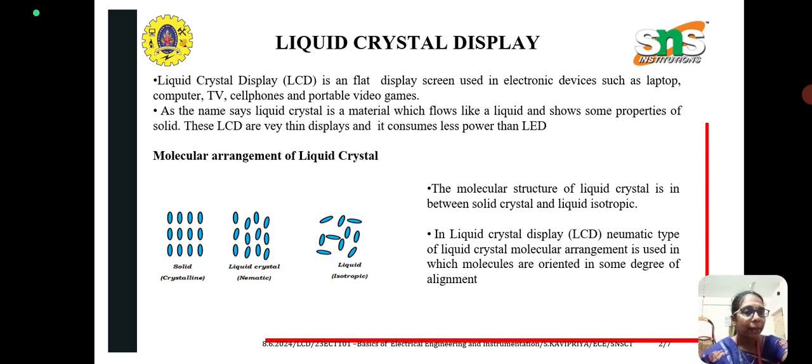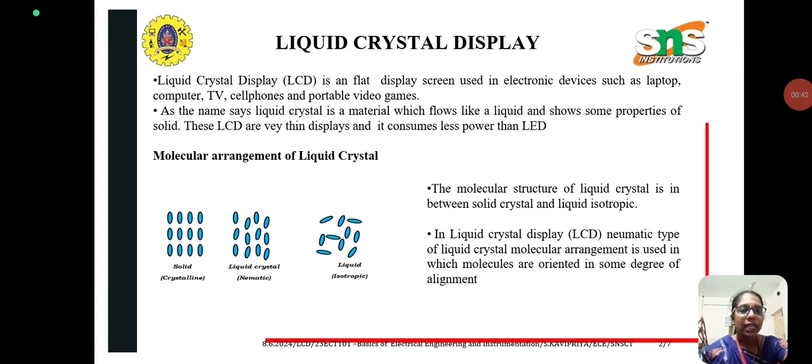As the name implies, liquid crystal is a material which flows like a liquid and it also shows some of the properties of a solid. So it is a very thin display. It consumes less power when compared to LED.